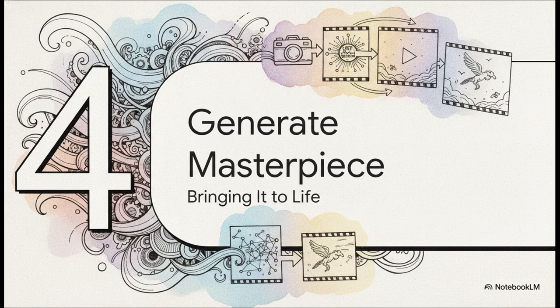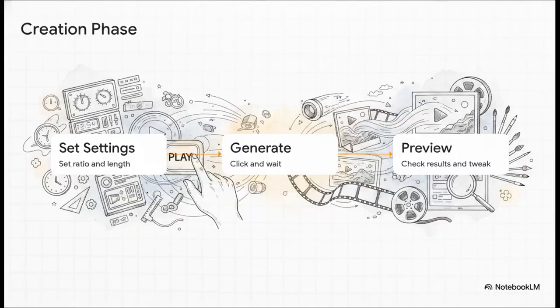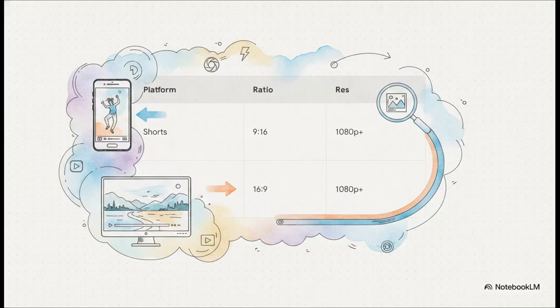Which brings us to part 4, generating your masterpiece, bringing it to life. This creation phase breaks down into 3 clear steps. First, we adjust the settings in whatever platform we chose. Next, we hit the button to generate the video. And finally, we preview the results and modify if we need to. Let's break down a quick settings cheat sheet so you know exactly what to dial in based on where you're posting. If you're aiming for YouTube Shorts or TikTok, you want that vertical look, so set your aspect ratio to 9:16. But if you're making standard widescreen YouTube content, go with 16:9.